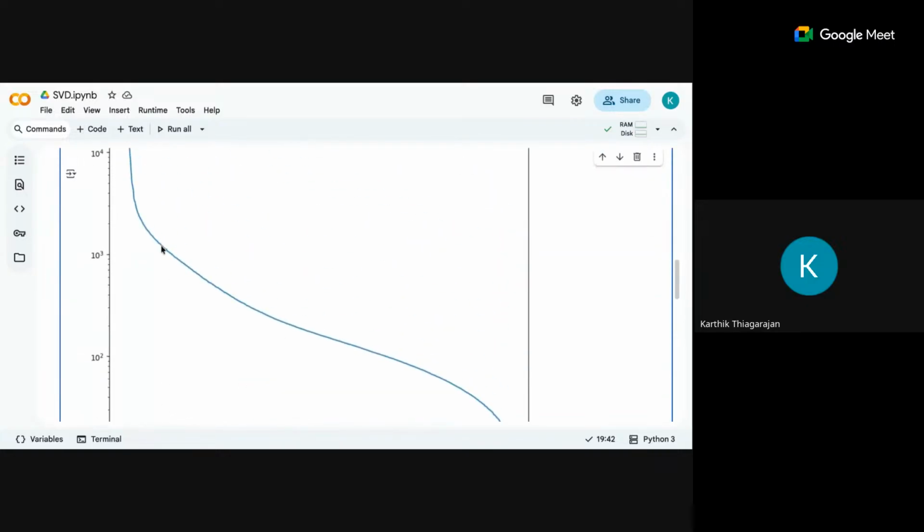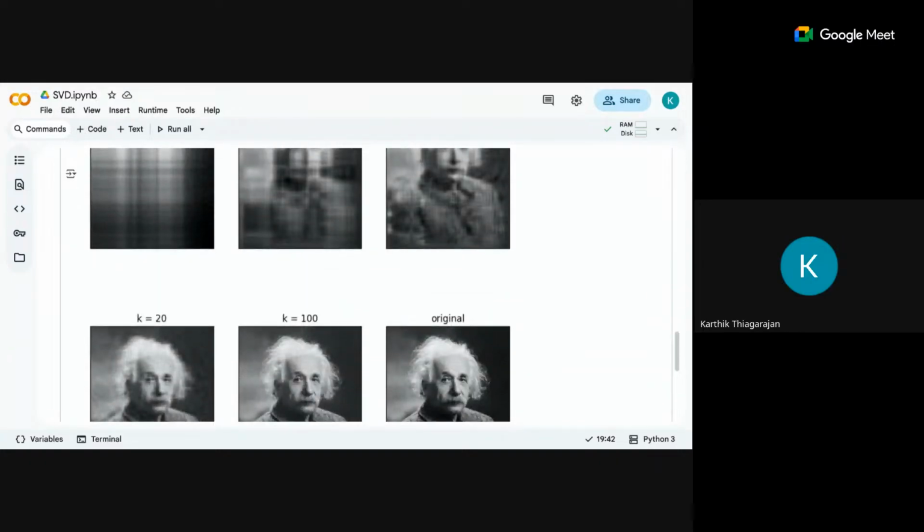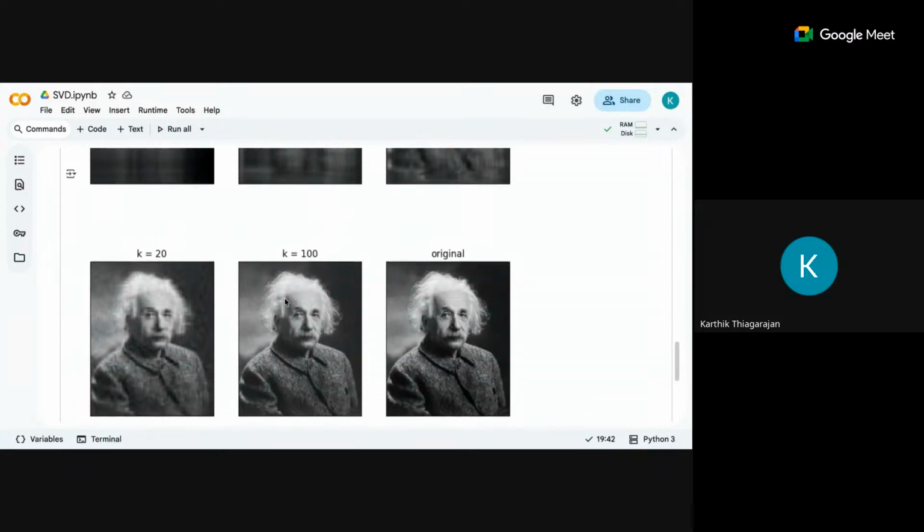The first 100 is capturing most of the information content in the matrix, and this is what allows you to compress the matrix. Remember that the actual matrix will require you to write down sigma 1 u1 v1 transpose till sigma 903 u903 v903 transpose. Instead, what you're doing is truncating it after 100, but still you are able to retain the information content in the matrix. So this is one of the uses of singular value decomposition.